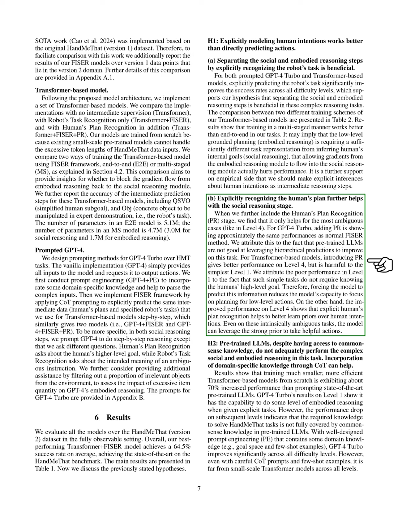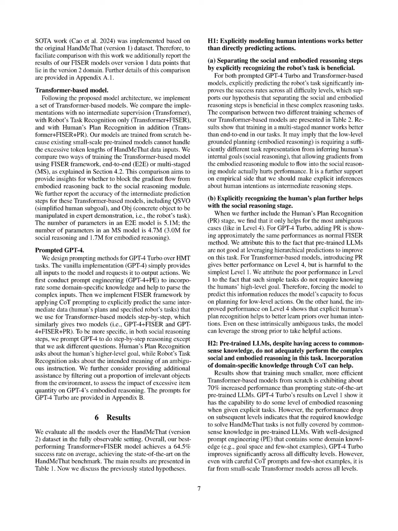This suggests that simple tasks do not need high-level goals, and forcing the model to predict this information can distract from planning low-level actions. However, the improved performance on complex tasks indicates that recognizing human plans helps the model learn about human intentions better, allowing it to take more effective actions even in ambiguous situations.